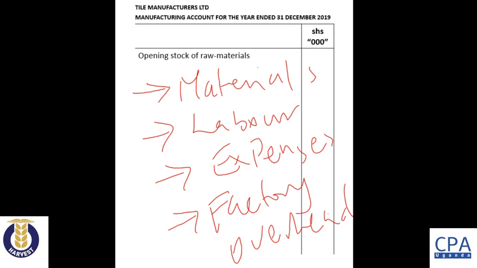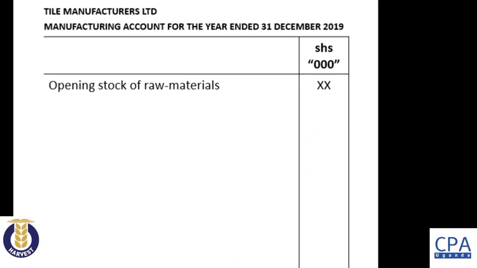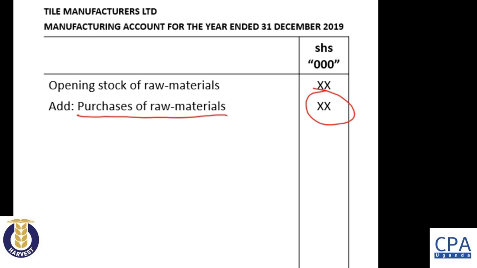So as I've indicated here, our manufacturing account will begin by recognizing the raw materials. But of course, these raw materials are consumed over a period of more than one year, so we shall have some opening stock of raw materials. Recognize that first, so you put the figure right there. Recognize the opening stock of raw materials first. Then you add any purchases of raw materials that you have made in the period. So that is the figure here, the purchases of raw materials.